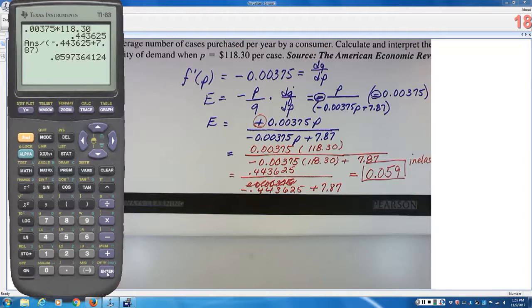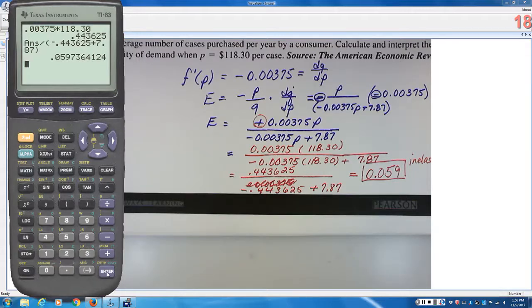Now, inelastic means that people are basically going to buy it regardless of what they're charging for it, okay? At that price. Now, if the price was much higher, that might not be the case, because you determine elasticity for given prices.